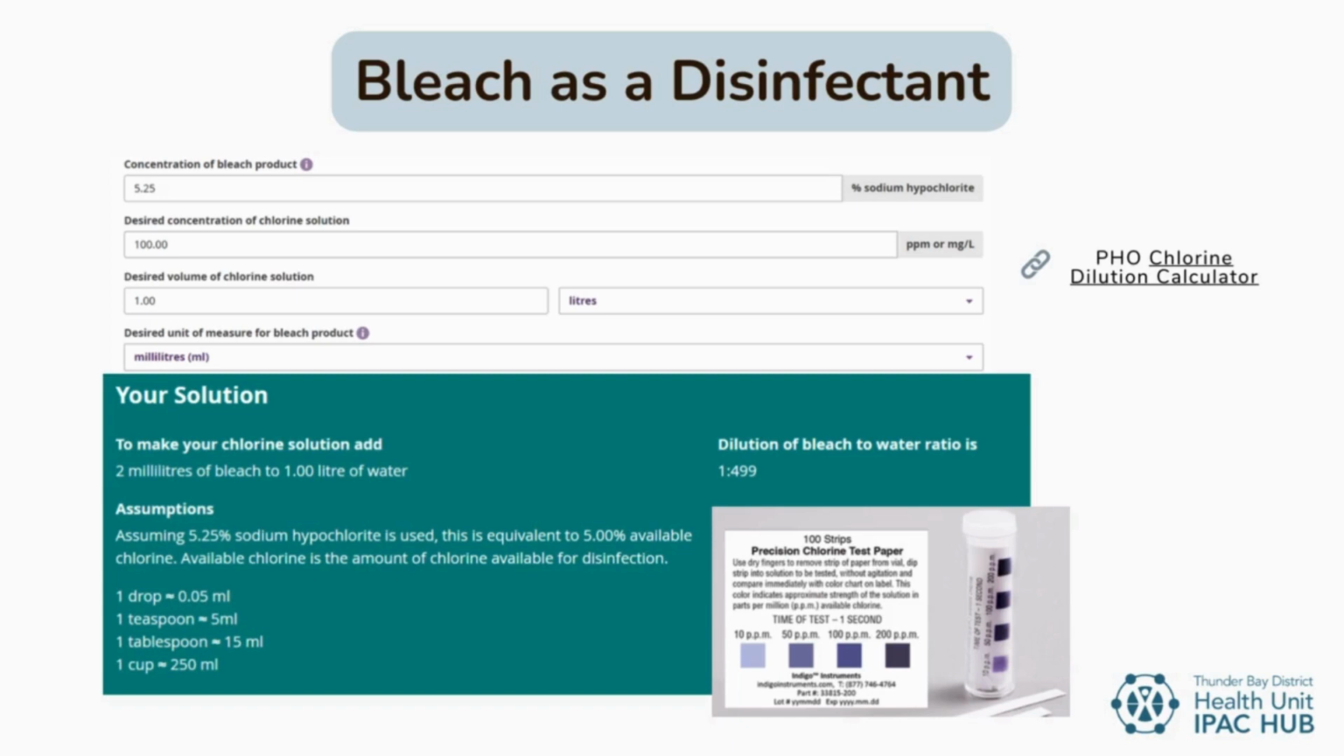Using a 5.25% bleach product and wanting to make a 1 liter bottle at 100 ppm, the result tells us to add 2 milliliters of bleach to the 1 liter of water, which ends up being a little less than half a teaspoon per 1 liter for the desired concentration of 100 ppm.